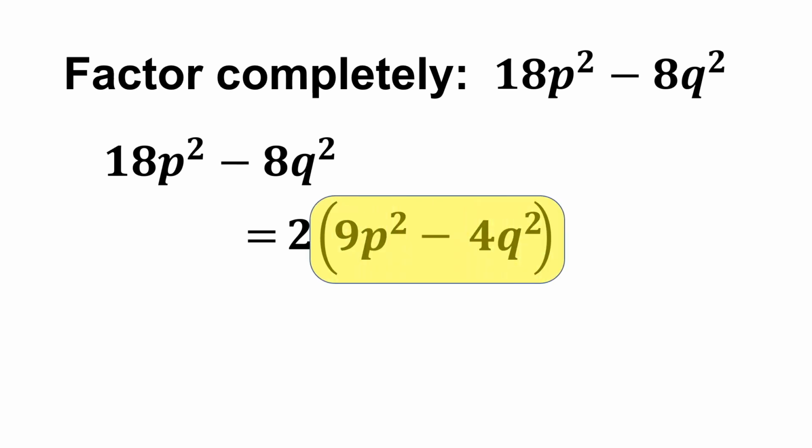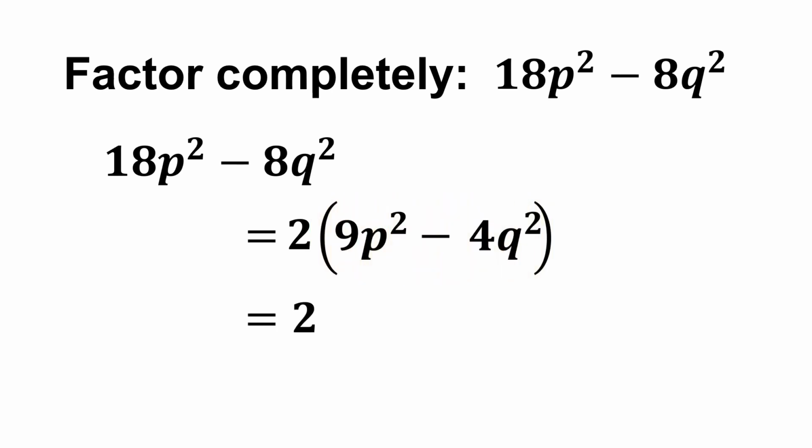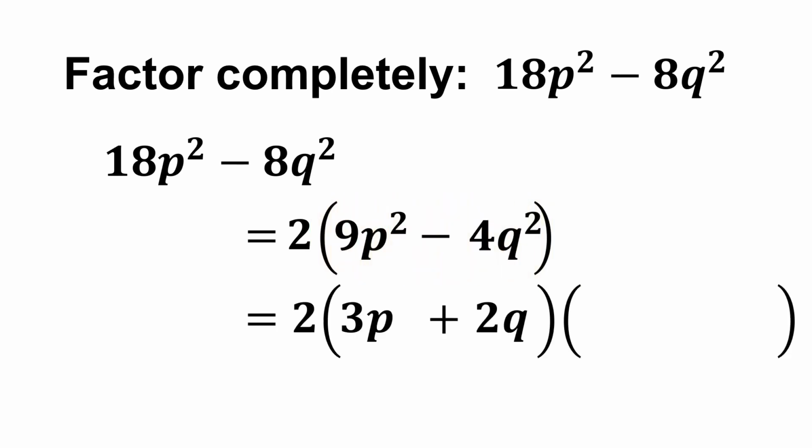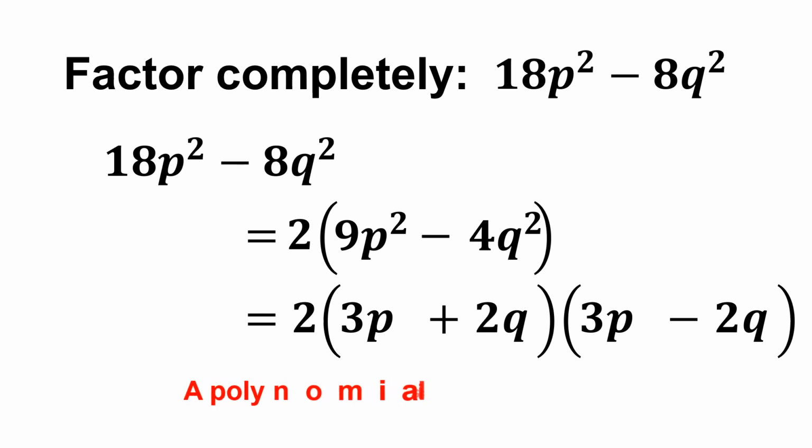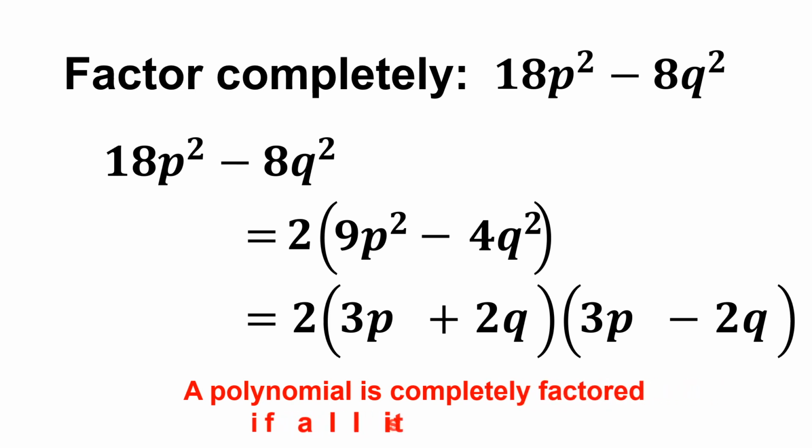Now, pay attention to the second factor, 9p squared minus 4q squared. It is still factorable being a difference of squares, di ba? Therefore, the complete factored form of 18p squared minus 8q squared is 2 times the quantity 3p plus 2q times the quantity 3p minus 2q. Remember, a polynomial is completely factored only if all its polynomial factors are prime.